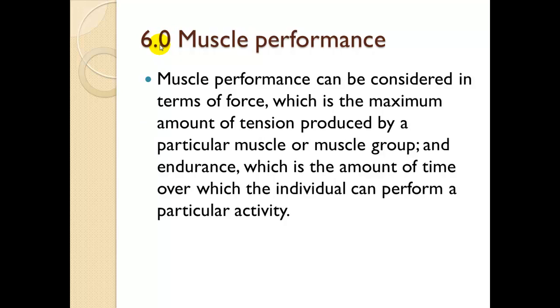6.0, muscle performance. Muscle performance can be considered in terms of force, which is the maximum amount of tension produced by a particular muscle or muscle group, and endurance, which is the amount of time over which the individual can perform a particular activity. For example, if you were trying to run farther, you would have to get your muscles into an aerobic state of conditioning. And what that means is to continuously utilize the oxygen that you're supplying and be able to maintain a specific level of performance.